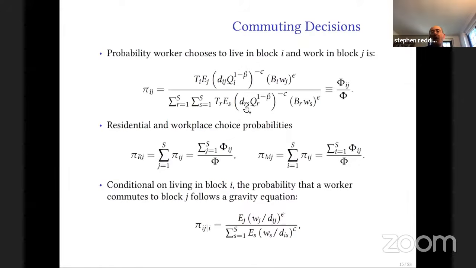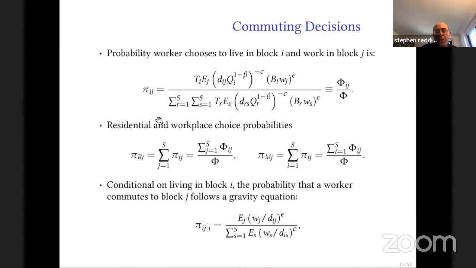They also depend upon bilateral commuting costs between all other possible pairs of residence and workplace, the attractiveness of all other workplaces as measured by their wage, and the attractiveness of all other residences. And in the trade literature, that's often referred to as multilateral resistance. Bilateral commuting flows don't just depend upon bilateral resistance, bilateral commuting costs, they also depend upon commuting costs for all pairs of residence and workplace.